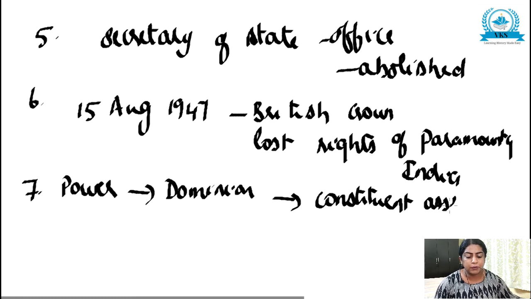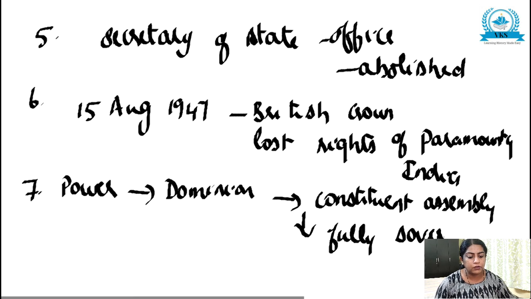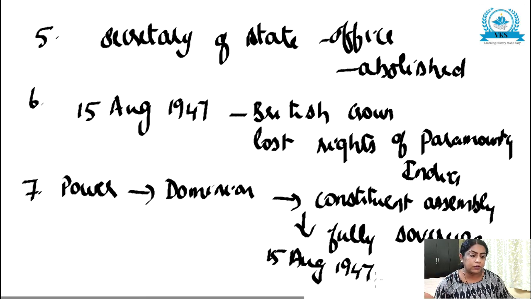Each dominion's power was transferred to the Constituent Assembly, and this Constituent Assembly became a fully sovereign body from 15th August 1947, and it was free to frame a constitution. From that time it was free to frame a constitution.